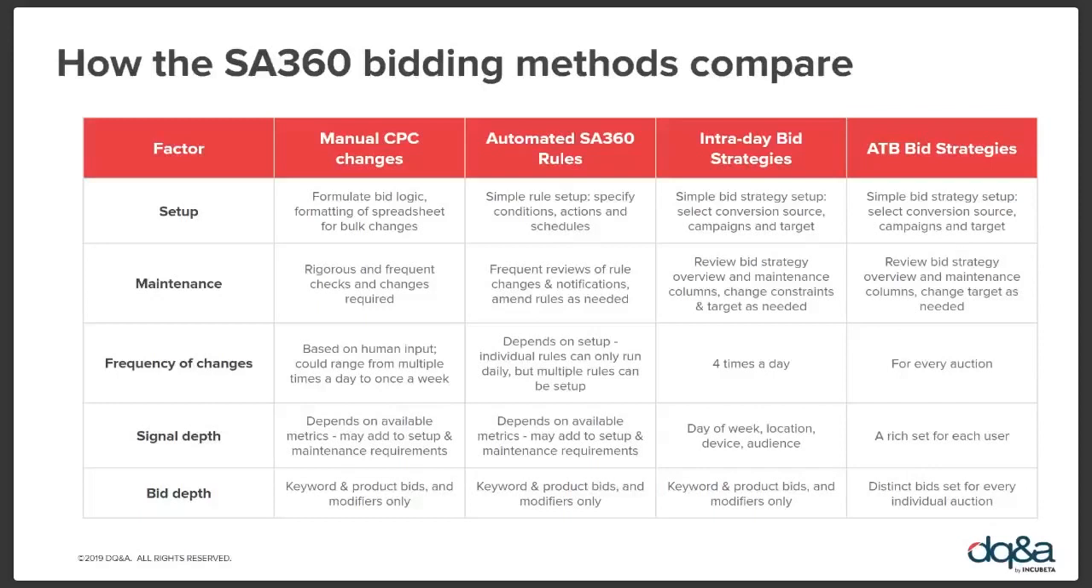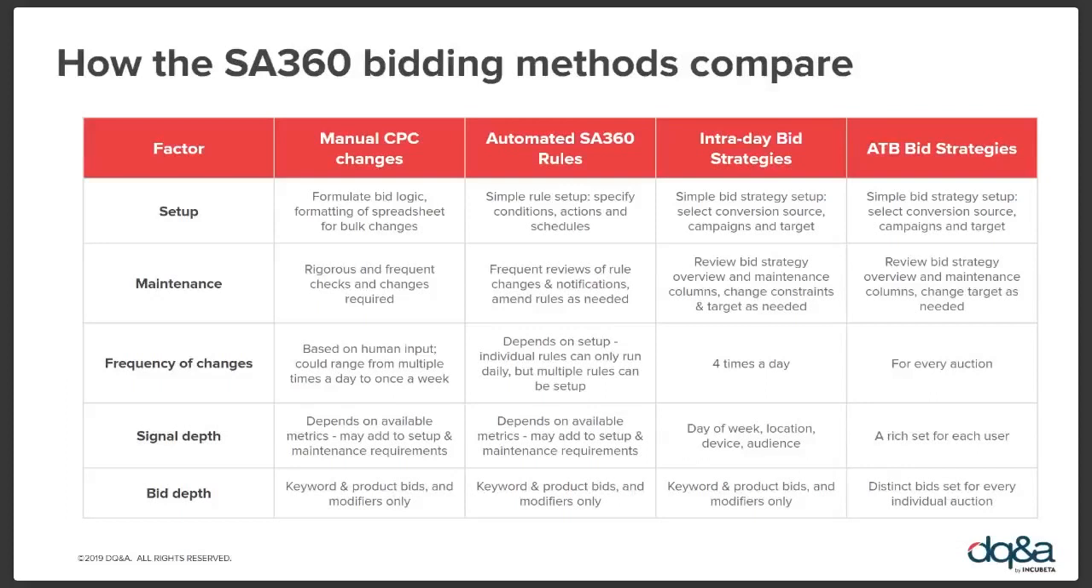So let's start by looking at the manual CPC changes. If you're changing bids manually, you'll need to formulate the bid logic yourself, act on it and check performance frequently, repeat the process each time you want to make any bid changes, and then with the signals used, you may end up combining multiple data points from various sources, which could add up to your setup and maintenance time. Through manual changes, you'll be able to change your keyword and product base bids and the modifiers only.